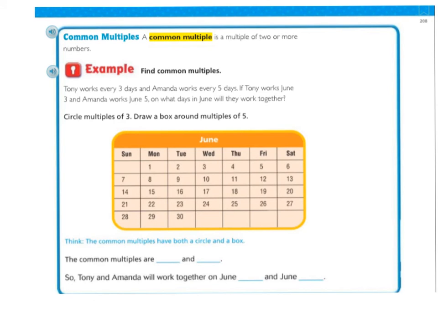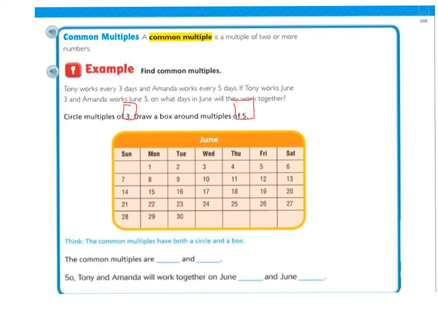Okay, let's look at another example here. They remind us that a common multiple is a multiple of 2 or more numbers. So for this example, we have to find common multiples. It says Tony works every 3 days and Amanda works every 5 days. If Tony works June 3rd and Amanda works June 5th, on what days in June will they work together? It says circle multiples of 3 and draw a box around multiples of 5. So we have to be careful. We're circling multiples of 3 and we are boxing multiples of 5.